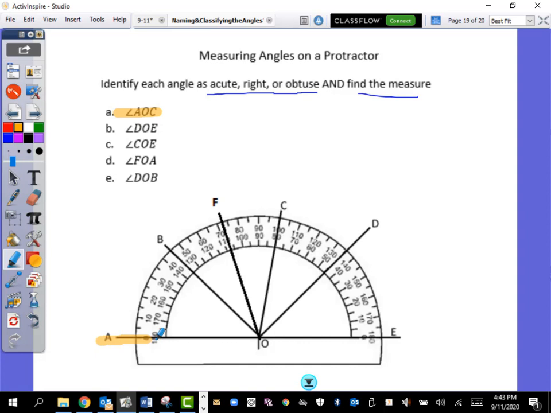So you highlight angle AOC. Now on A, I'm not going to focus on A because A is at the bottom. I'm going to look at C. I'm going to look at those two numbers, which is 100 and 80. Now that I found the angle where C is located, now I have to identify which angle this is. Is it an acute, right, or an obtuse? Well, it is an obtuse.